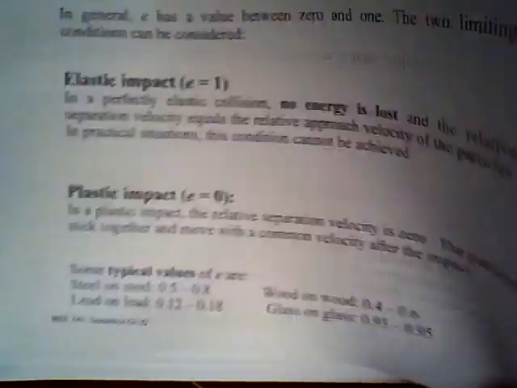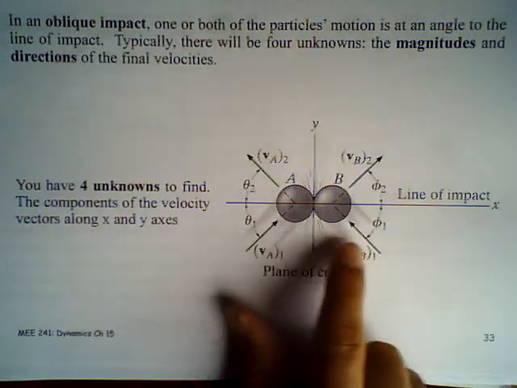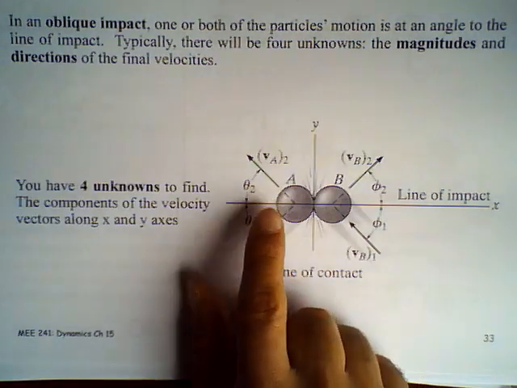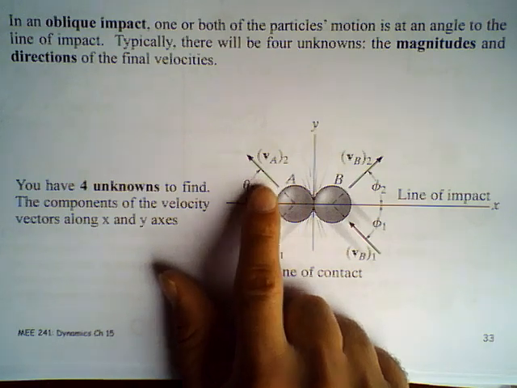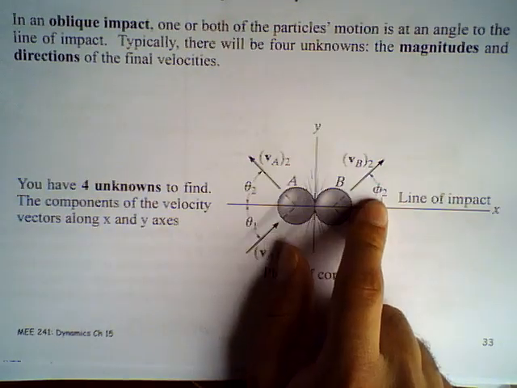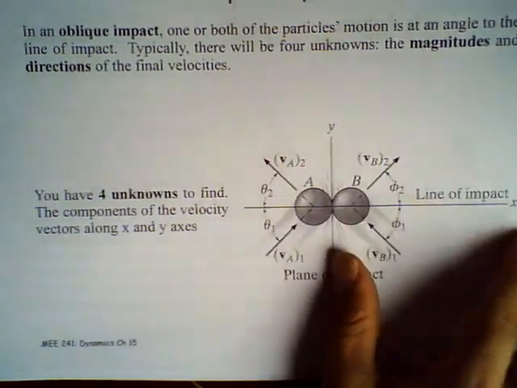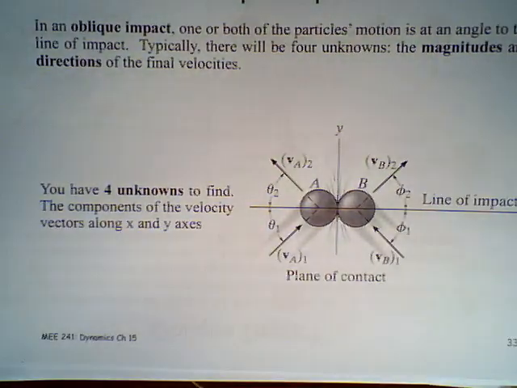Alright, this is what I just described. You have 4 unknowns, which are VA2x, VA2y, VB2x, VB2y. You need 4 equations: 1, 2, 3, and then the coefficient of restitution is 4.